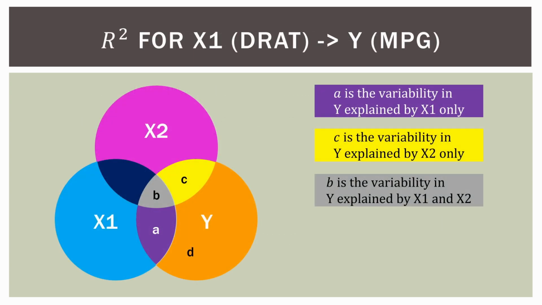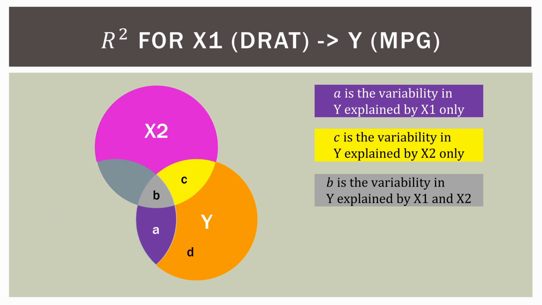So now some visuals. First, let's visualize the R square for the X1 or DRAT relationship to miles per gallon. So remember, A is the variability in Y explained by X1 only. So we have that down in the purple in the bottom of the Venn diagram. C is the variability in Y explained by X2 only. So you can see that that is in the yellow, and that is the area that Y and X2 share between each other without any X1 in it. And of course, the converse is true for X1. So A is the purple there. We can see that that is the area that is shared by X1 and Y only.